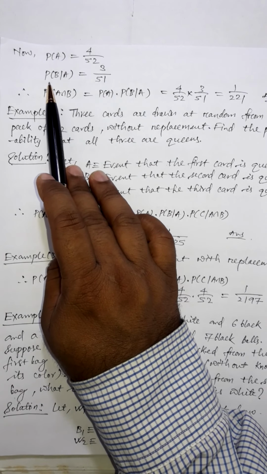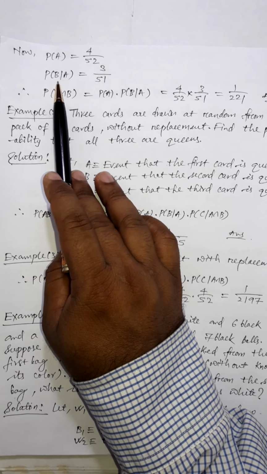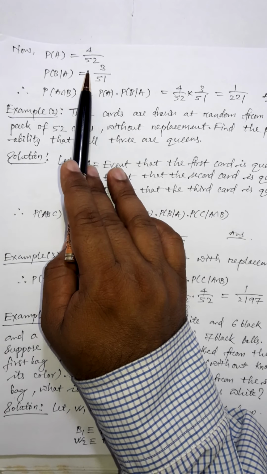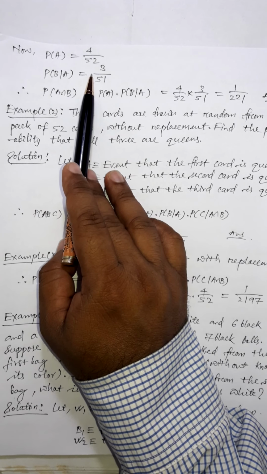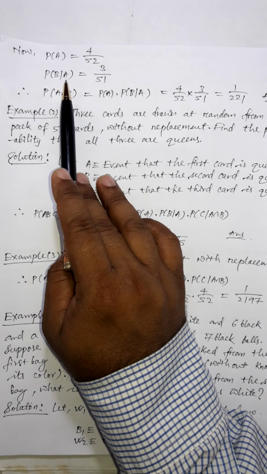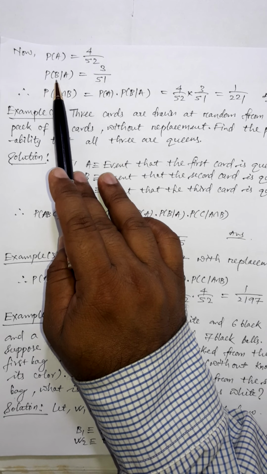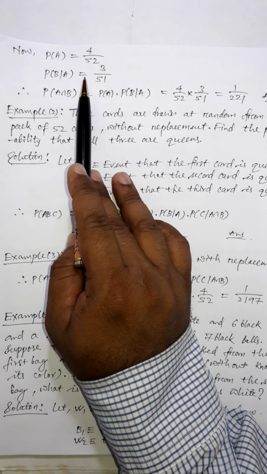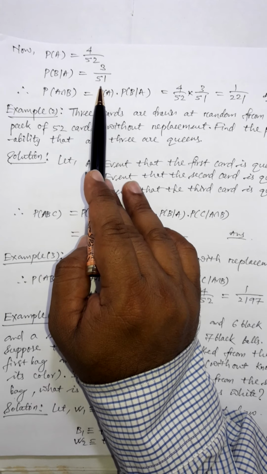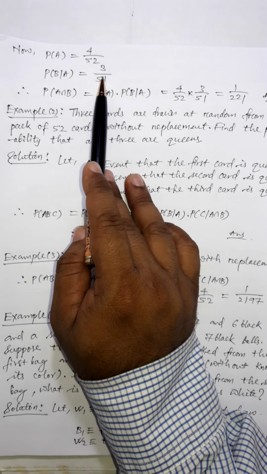Now, after getting a king and without replacing it, the number of cards in the bundle will be left as 51, and the number of kings in that remaining bundle will be 3. So, the probability of B subject to A, that means after choosing a king, if you again want to get another king in the second draw, then its probability will be the remaining number of kings, that is 3, by the remaining number of cards, that is 51. So, probability of B subject to A is 3 by 51.